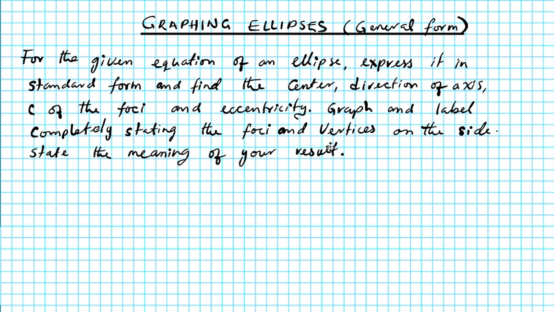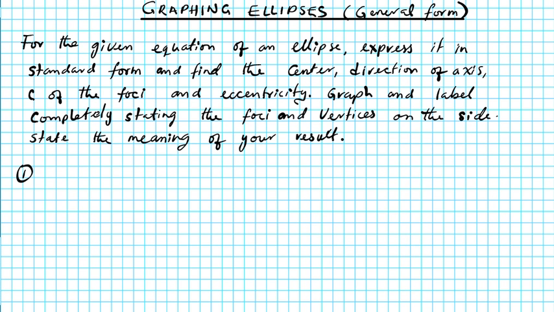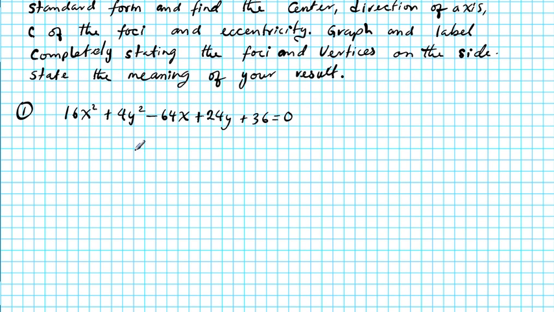Okay, all right, so let's go ahead and take a look at example one. So for example one, we have the equation 16x squared plus 4y squared minus 64x plus 24y plus 36 equals 0. Okay, so to get started, this is basically the general form of the equation of an ellipse. This is the general form.